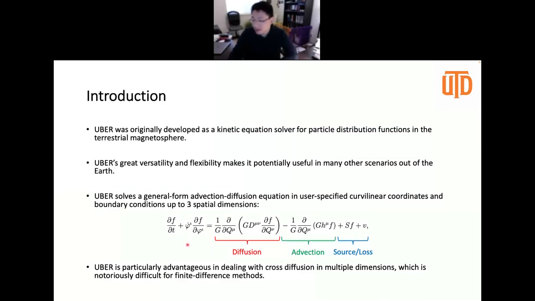So to the left of the equation, it is a convective derivative of the distribution function, and to the right are the terms describing diffusion process, advection process, and source and loss. Note that the source and loss can be both dependent on the unknown function and independent of the unknown function. UBA is particularly advantageous in dealing with cross diffusions, which means the diffusion coefficient tensor has off-diagonal components in multiple dimensions, which is notoriously difficult for finite difference methods.